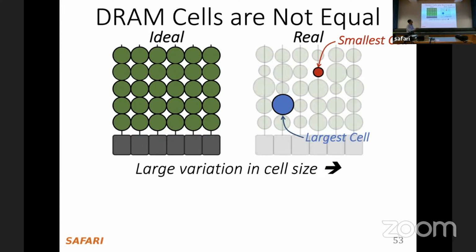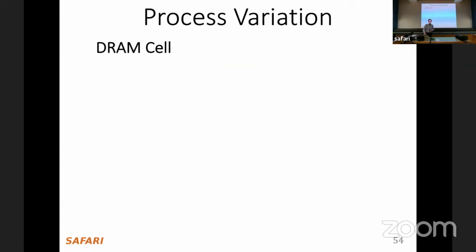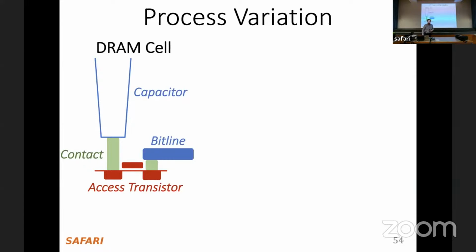Large variation in cell size leads to large variation in charge, which leads to large variation in access latency. Now let's take a look at this variation. It's not just about charge, actually. It's not just about cell size, but this is an abstraction, as I said. If you look at the DRAM cell, it looks like this. As I mentioned in an earlier lecture, you have a huge capacitor that's etched into the substrate. It's a huge 3D thing, if you will.